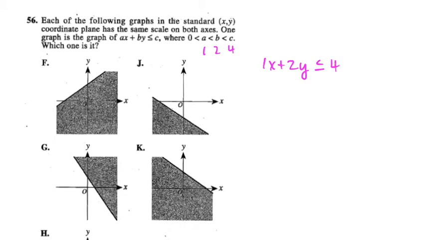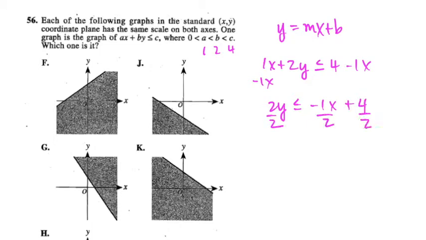We are going to isolate the y. We want to put this into y equals mx plus b form, or slope-intercept form. So we'll bring the 1x over. That's 2y is less than or equal to negative 1x plus 4. Divide everything by 2, and we have y is less than or equal to negative 1/2 x plus 2. Now this is why I chose 4 instead of 3, because I wanted this fraction to become an integer.